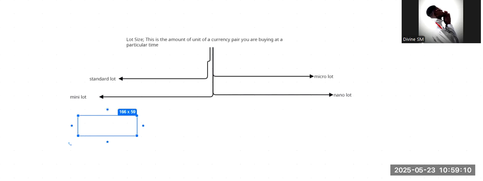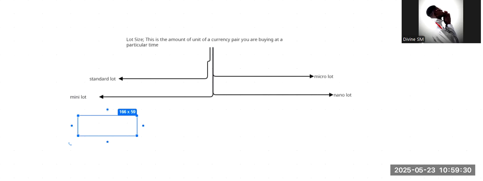So when you are using a standard lot, you are purchasing 100,000 units of a currency. When you are using a mini lot, you are purchasing 10,000 units of a particular currency. When you are using a micro lot, you are purchasing 1,000 units of a currency.